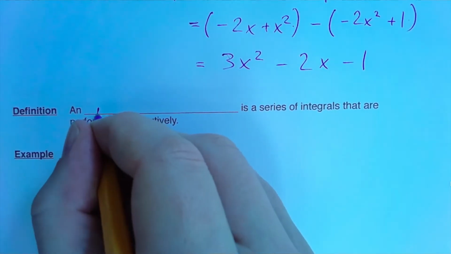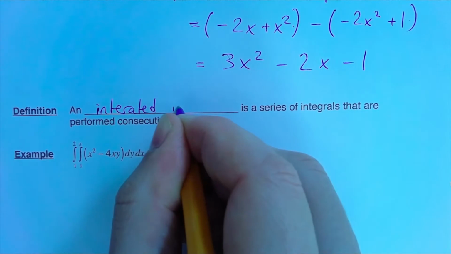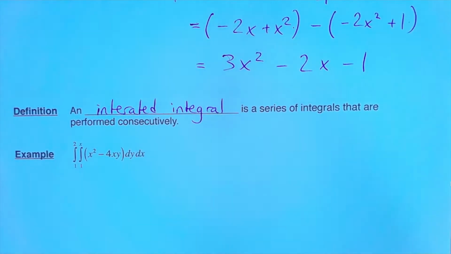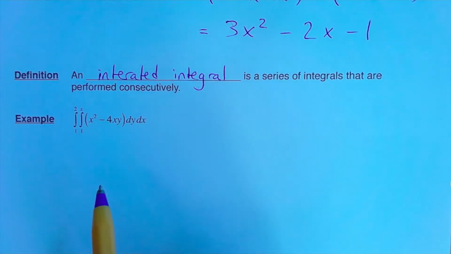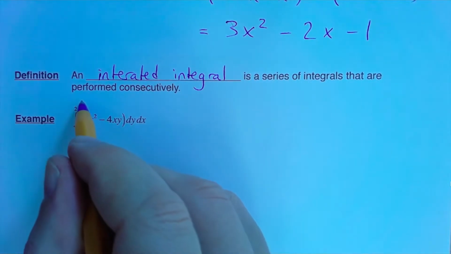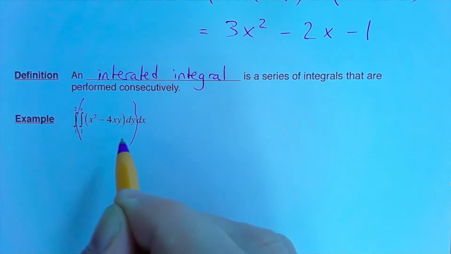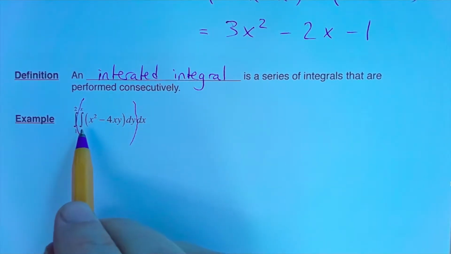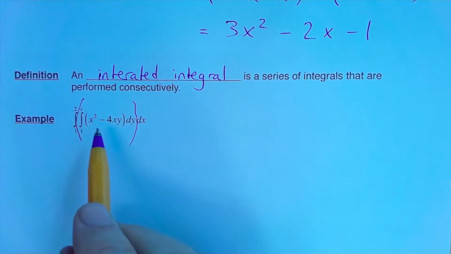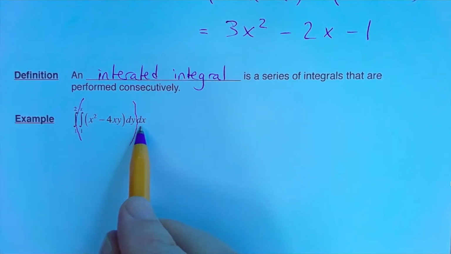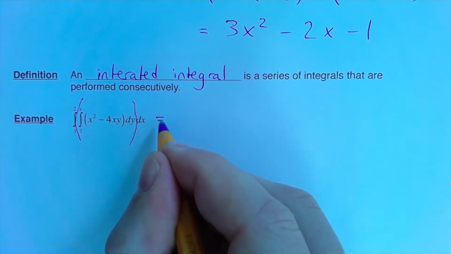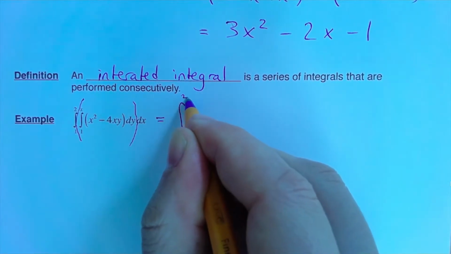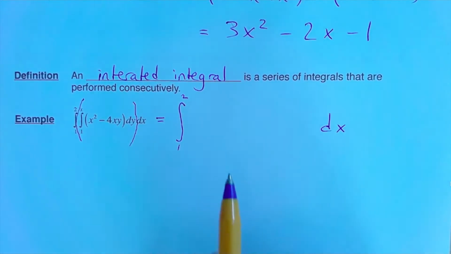An iterated integral is a series of integrals that are performed consecutively. So here's an example. What's important is to understand the order. It's like you had a big parenthesis here. So this dy goes with these boundaries, y equals 1 to y equals x. And then once we've performed that, we have an integral in terms of x that goes from x equals 1 to x equals 2.